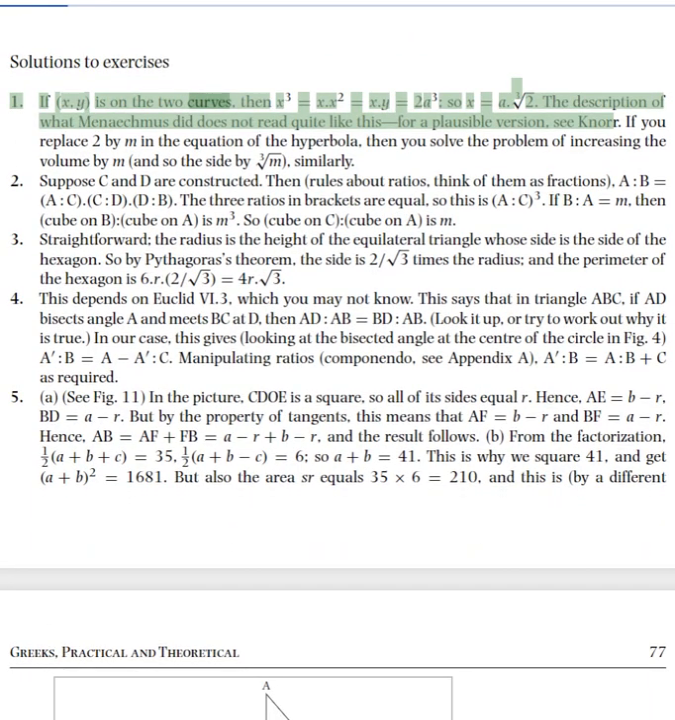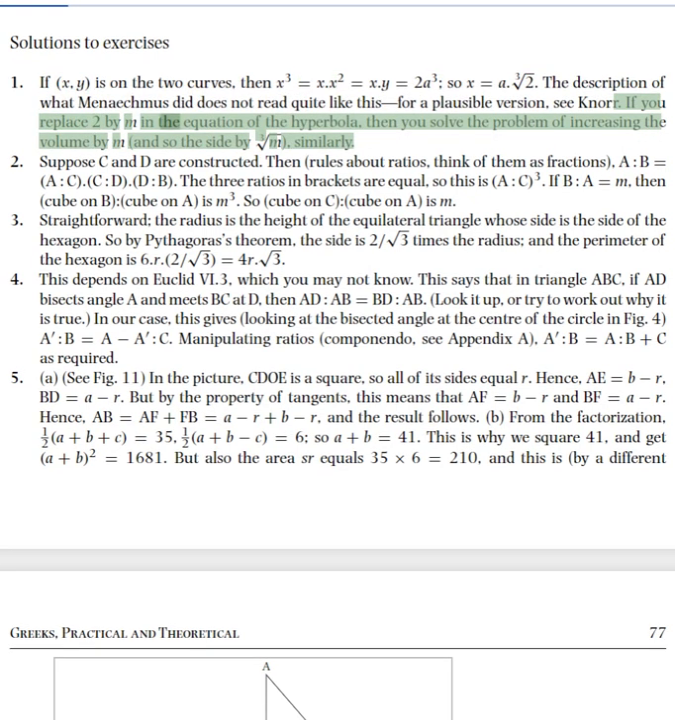Solutions to exercises. 1. If a point is on the two curves, then x equals a and y equals 2a, so x equals a. 2. The description of what Menaechmus did does not read quite like this. For a plausible version, see the reference. If you replace 2 by m in the equation of the hyperbola, then you solve the problem of increasing the volume by m.